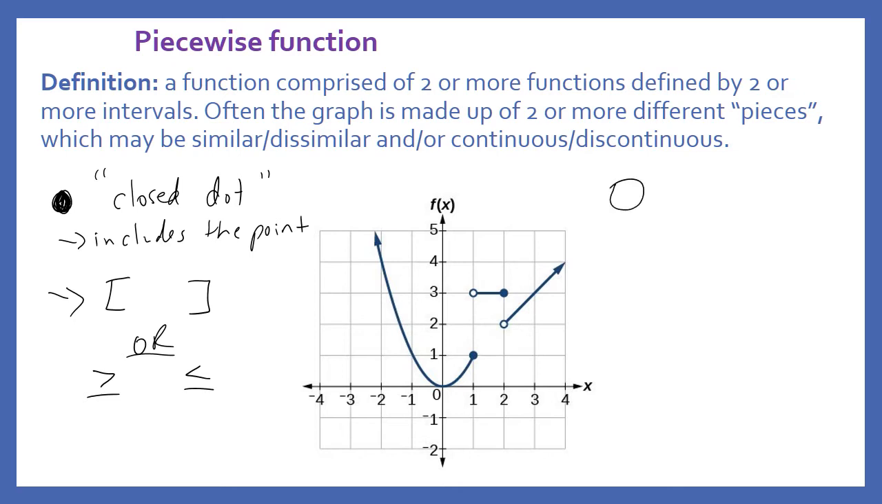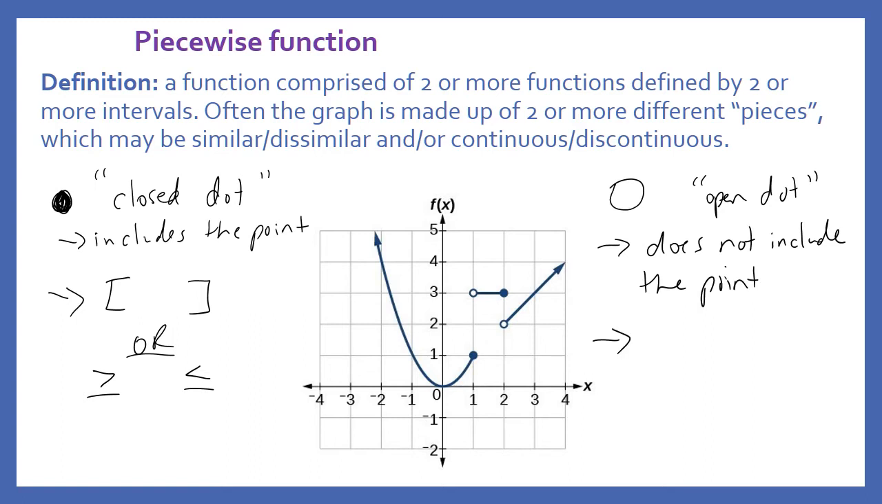Conversely, an open dot, so we're not going to shade it in, does not include the point. And likewise, we don't use square brackets if it doesn't include the point. We use circular brackets, or if we're using inequalities, a greater than or a less than without the equal to underneath it.